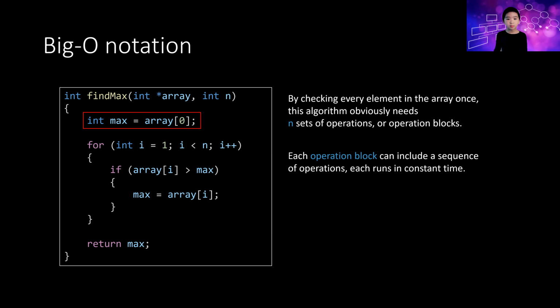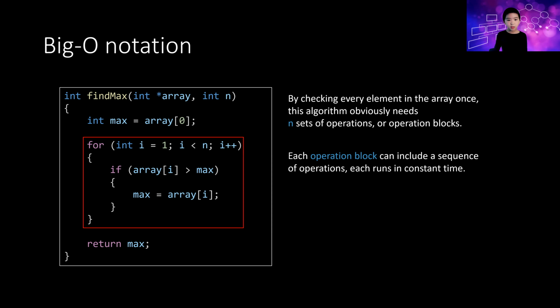First, you take the first element of the array and assign it to max. Then we loop through every element and check if it's bigger than max. If so, we assign the element to max and continue. This loop will run n-1 times since we already assigned the first element of the array to max.